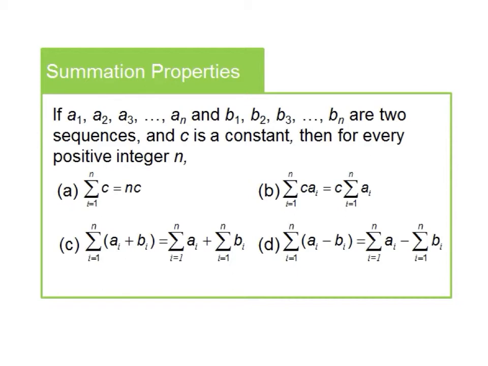This is a little bit difficult to see, so I'm going to explain each one individually. We are told that all of the A things and the B things are different sequences. C is a constant, meaning it's just some number. And then, of course, N would be the number that you end on. So, if you have the summation of 1 to some number of just a constant, then all you have to do is multiply the constant times this top number.